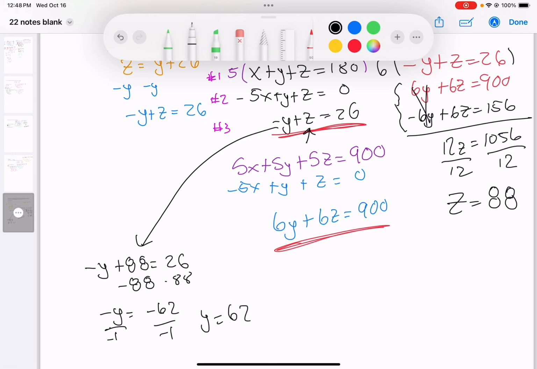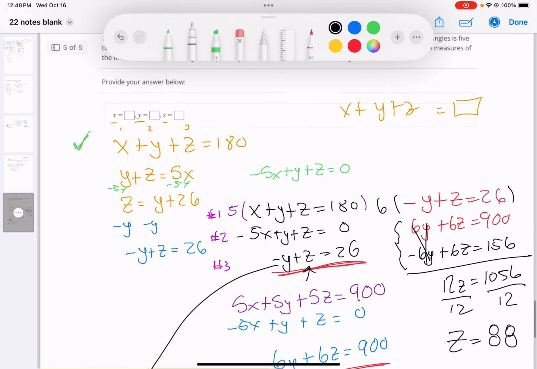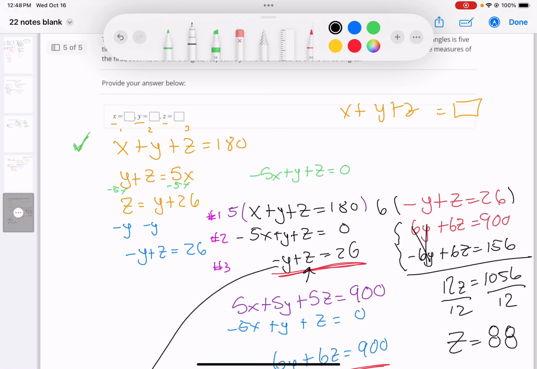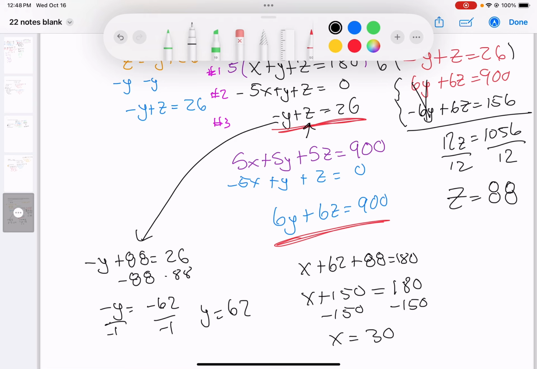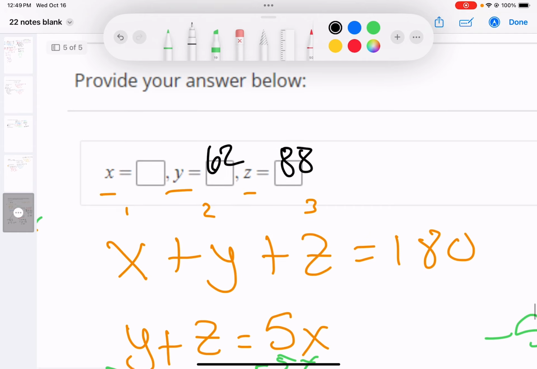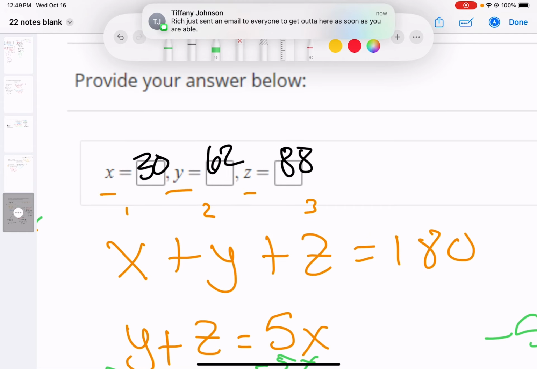Now I can take both of these, the z and the y. Well, let's fill out what we've got. It's 88, 62. The first one said that x plus y, which is 62, plus 88 equals 180. Add those two together. That gives me x plus 150 equals 180. Minus 150, minus 150. x equals 30. All right, and that is the last of those.